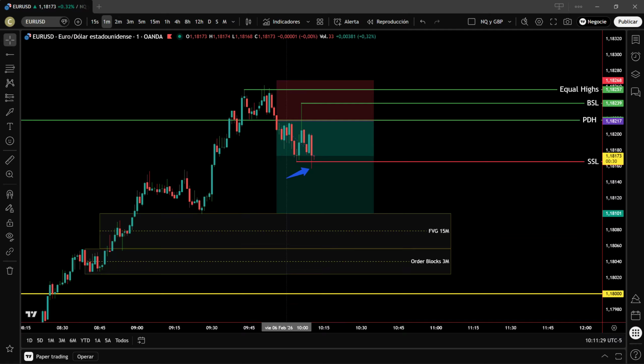We continue under the magnifying glass of the 1-minute chart, and I want you to notice a technical detail of vital importance for your development as traders. Look at how the price is actively consuming the liquidity in the lower zone, marked by the SSL level, while the upper liquidity or BSL remains completely intact and respected. This is a fundamental confluence.